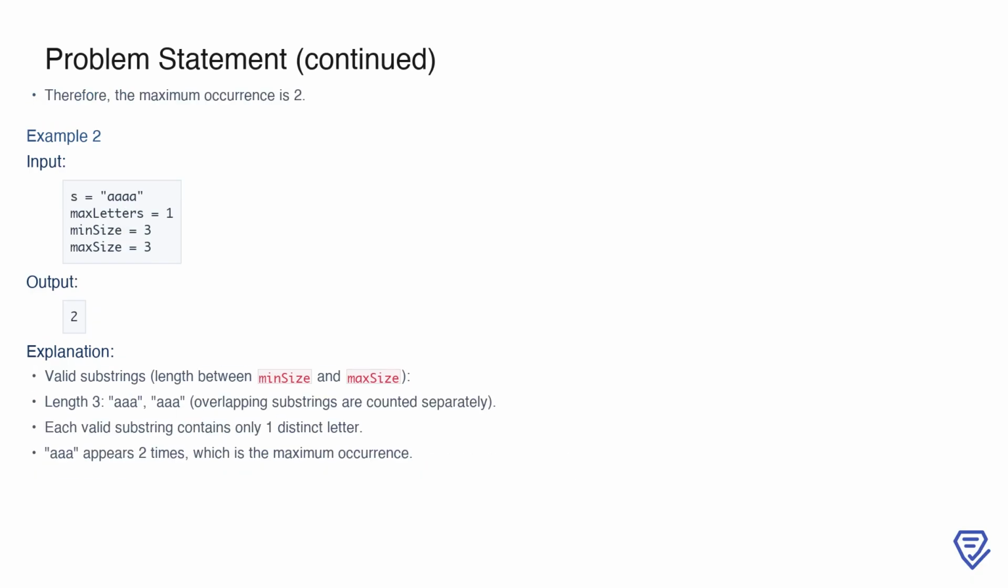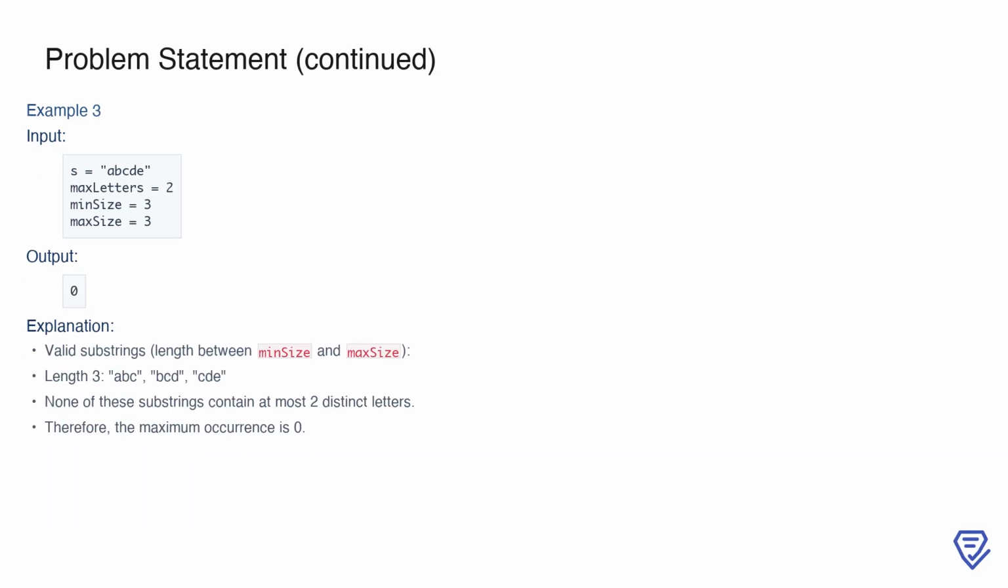Now consider another example where the input string S is AAA, with max letters set to 1, min size to 3, and max size to 3. Here, we only consider substrings of length 3, since min size equals max size. The valid substrings are AAA and another overlapping AAA. Both substrings contain only one distinct letter, which meets the max letters condition. Since AAA appears twice in total, the maximum occurrence for this example is 2. Overlapping substrings are treated as separate occurrences, which is why both instances of AAA are counted.